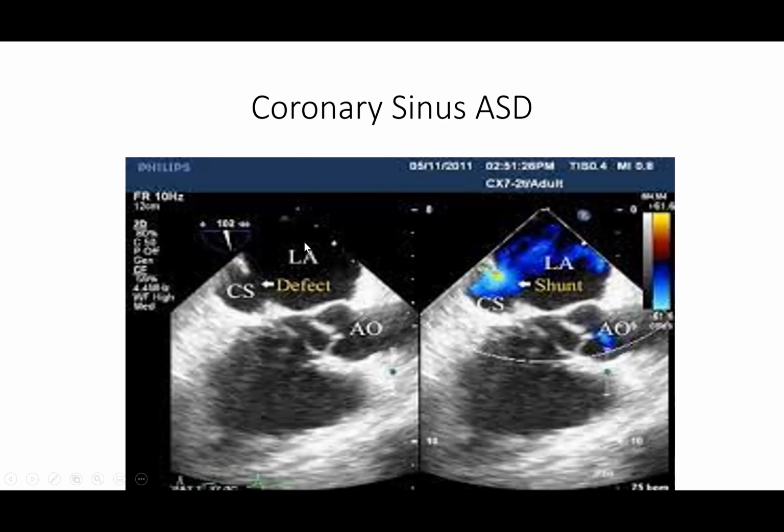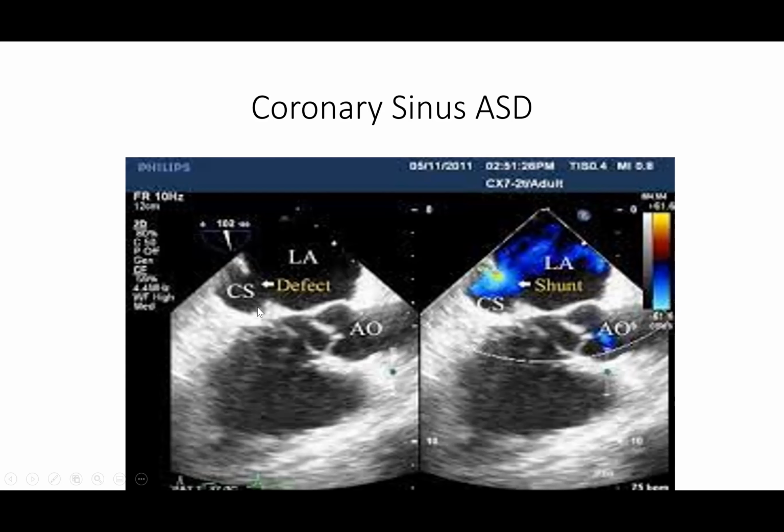In fetal life, there are two SVCs, right and left. And the left is involuted during development. But in the setting of coronary sinus defect, the left SVC is patent. So it drains blood into the coronary sinus. And this is also called unroofing of the coronary sinus, the blood will dump into the left atrium.